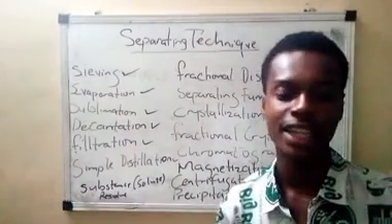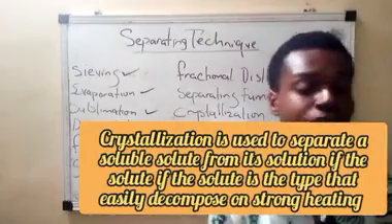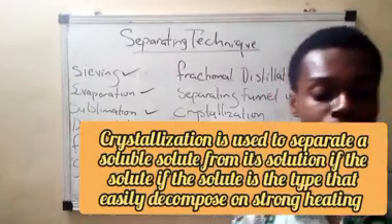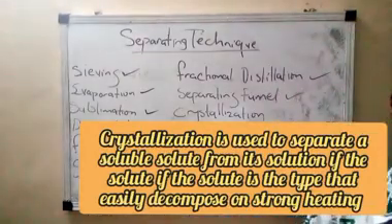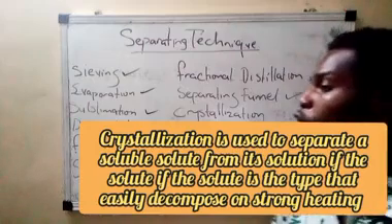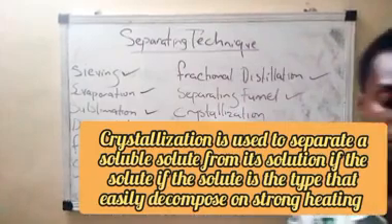Now we enter crystallization. What is crystallization? It is used to separate. Crystallization now is used to what? Separate a soluble solute from its solution. So separate a soluble solute from its solution.